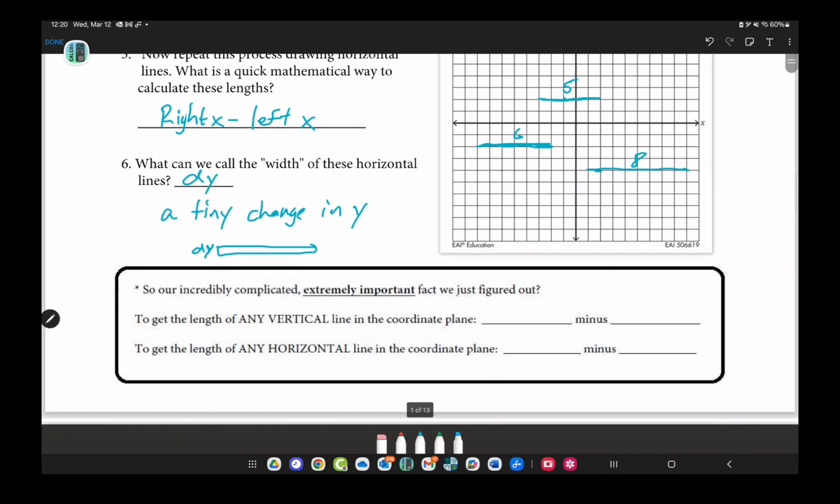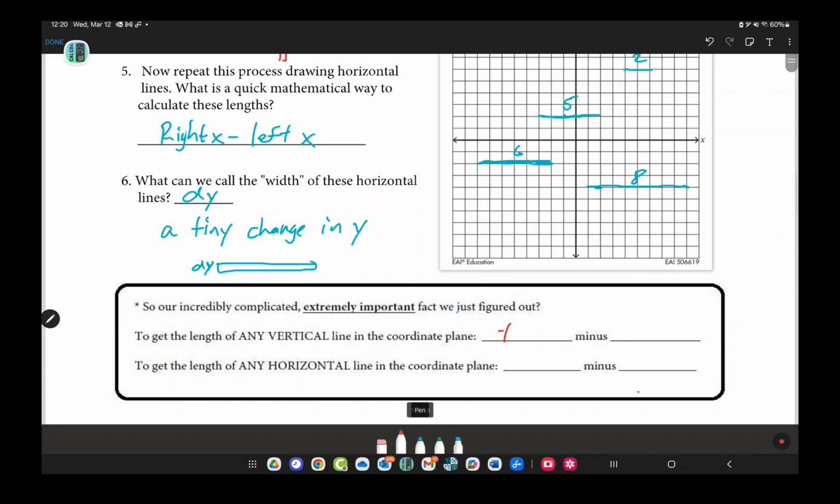So our incredibly complicated, extremely important fact that we just figured out is to get the length of any vertical line in the coordinate plane, it is top minus bottom. You get a horizontal line in the coordinate plane, it is right minus left.